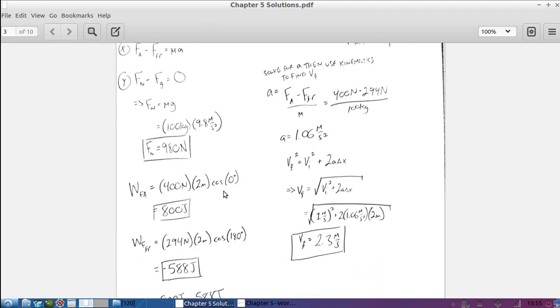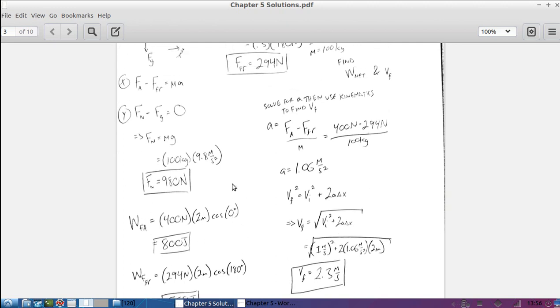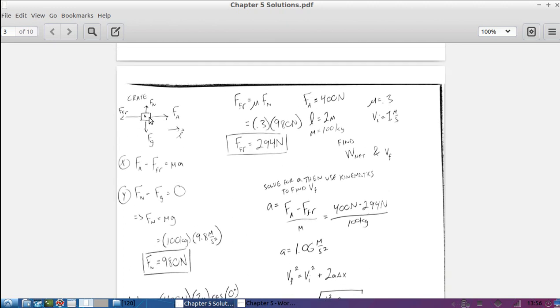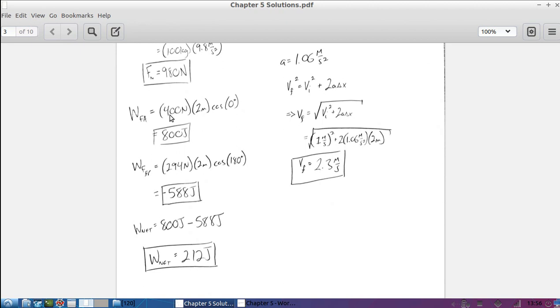So let's calculate the work due to F applied. 400 newtons is the magnitude of the applied force, 2 meters is the displacement. The angle between these two vectors is 0. The person is pushing in the positive x direction. So there's no angle between these two vectors. So it's just force times displacement, 800 joules.